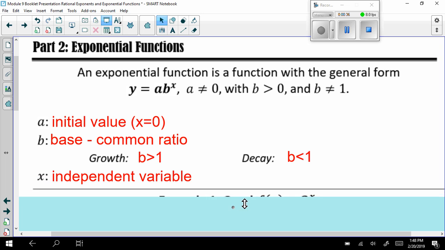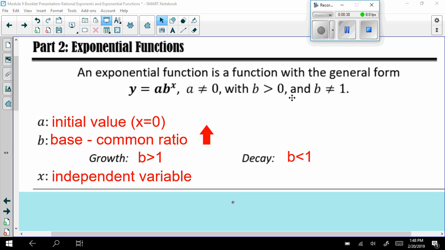Now let's talk about each of the parts of these and what it is that we're looking at as we are writing any of our equations. So the a is our initial value. It's where x equals 0. The b is our base, also called our common ratio. Now the base determines whether it is growth or decay. And we're going to go ahead and write this, but we're going to talk more about it later. So if b is greater than 1, then it is growth. If b is less than 1, it is decay. Again, we'll revisit this growth and decay as we look at more examples. And then x, of course, is our independent variable.